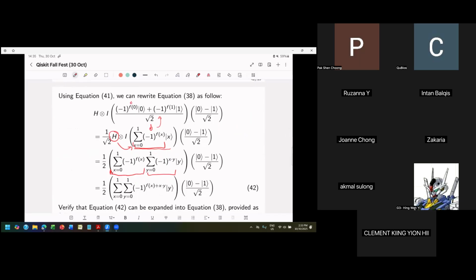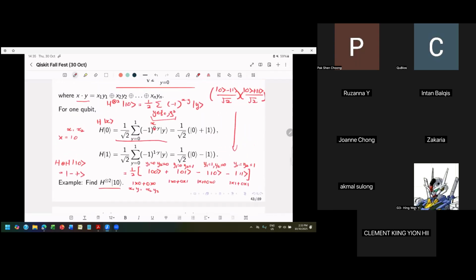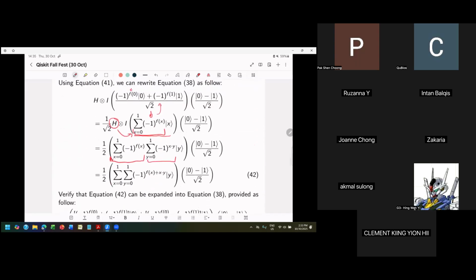Okay, so finally, another thing is that over here you have 1 over square root 2. So this has moved out as well. So notice that from here you have 1 over square root 2. It changes to 1 over 2.